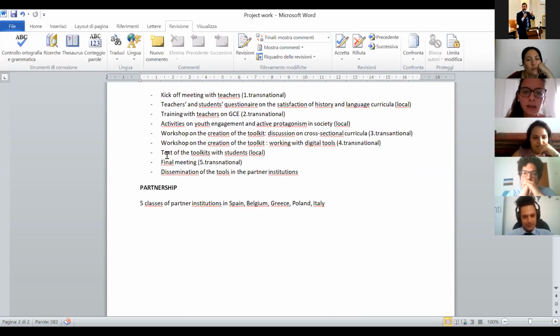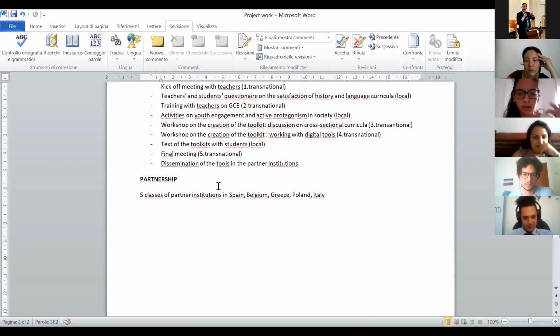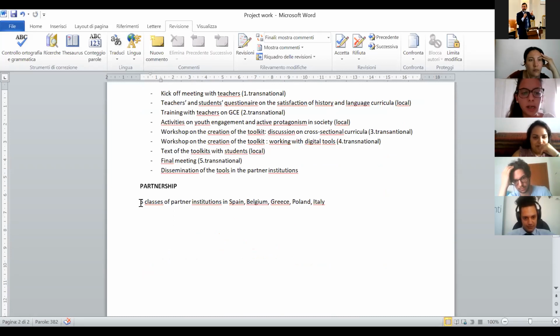Then an activity to actually test this toolkit with the students. Well, of course, a final feedback meeting, and then dissemination of the tools to all the institutions. And since it's all school related, I figured the partners would be 5 classes of partner institutions. And I chose Spain, Belgium, Greece, Poland, and of course Italy.